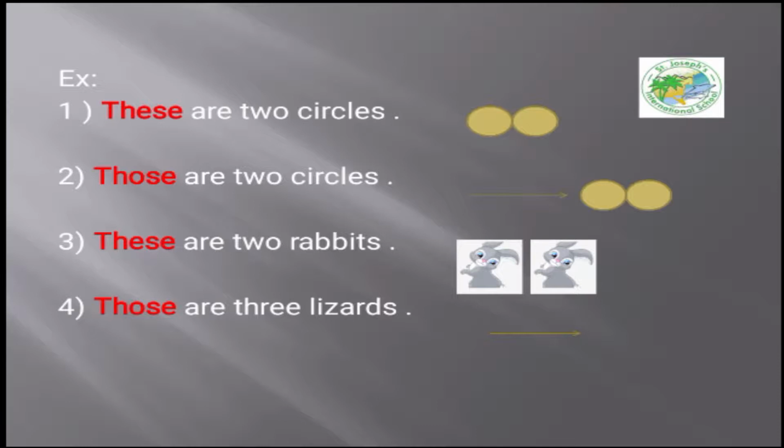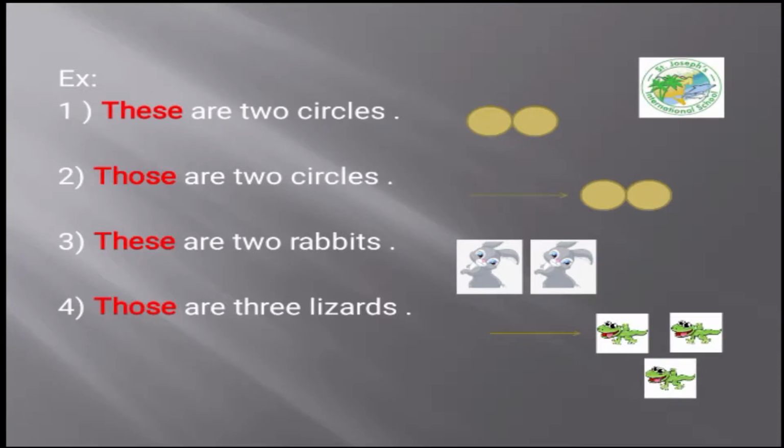Number three, the two rabbits here, are they close or far from the sentence? They are close. So do I use these or those? Of course, I'm going to use these are two rabbits. These are two rabbits.